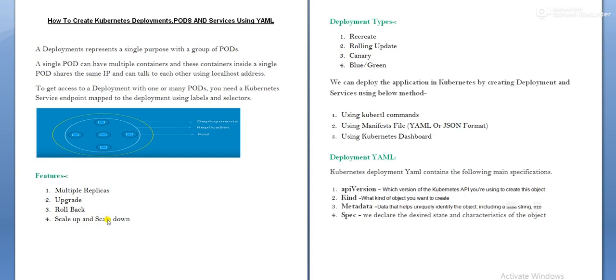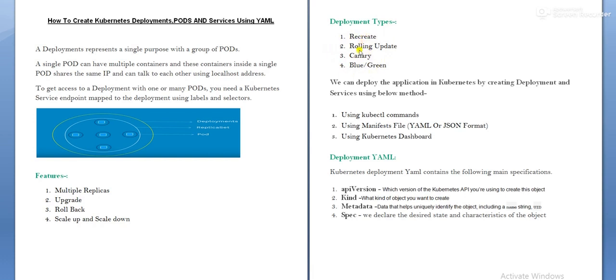So what is a replica set? A replica set is a kind of replica of the same application. If there are multiple replicas for high availability and one replica goes down, there are many other replicas to provide the high availability. So these are the features. Then the deployment types: there are 4 types of deployment. One is recreate, second is rolling update, third is canary, and blue/green. So that means there are 4 deployment types.